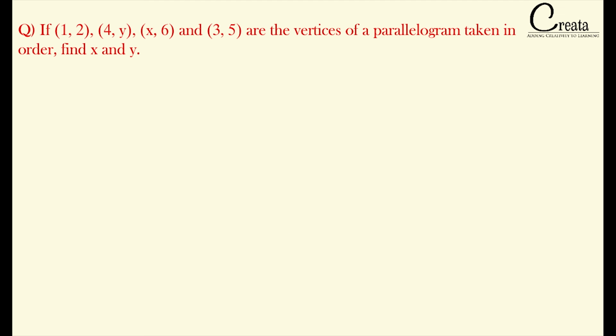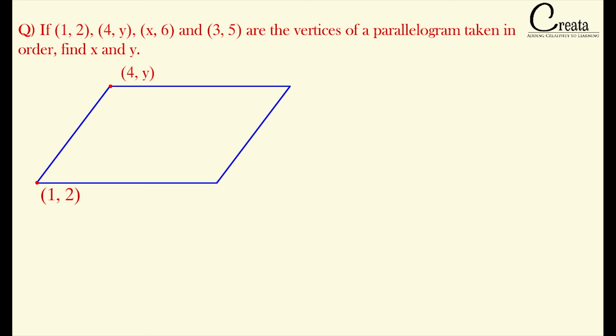Okay, let's come back. This question is talking about a parallelogram whose 4 vertices are given. Let's give name to these 4 vertices as A, B, C and D. Here in this question, we have to find the value of x and y. That is, we have to find the coordinate B and C. Y is missing in the coordinate B and x is missing in the coordinate C.